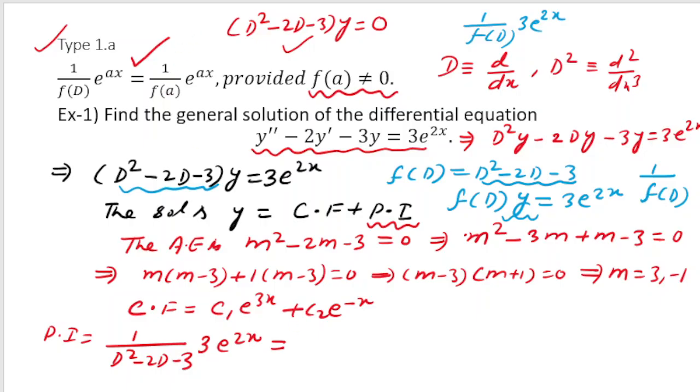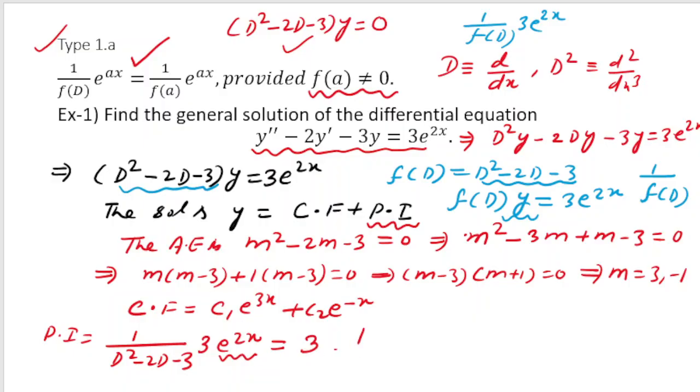How to solve the problem in that situation, I will be discussing later in this video. So let's proceed now. 3 is a constant, so I can take 3 out of this operator. This operator behaves like a differential operator, so the 3 can be taken out. And then what is the value of a here? It is e to the power 2x, so the value of a is 2.